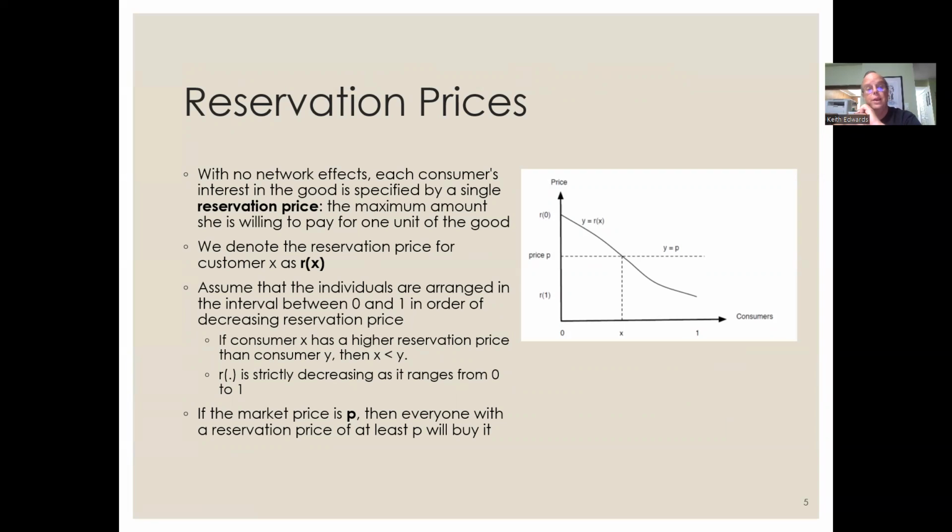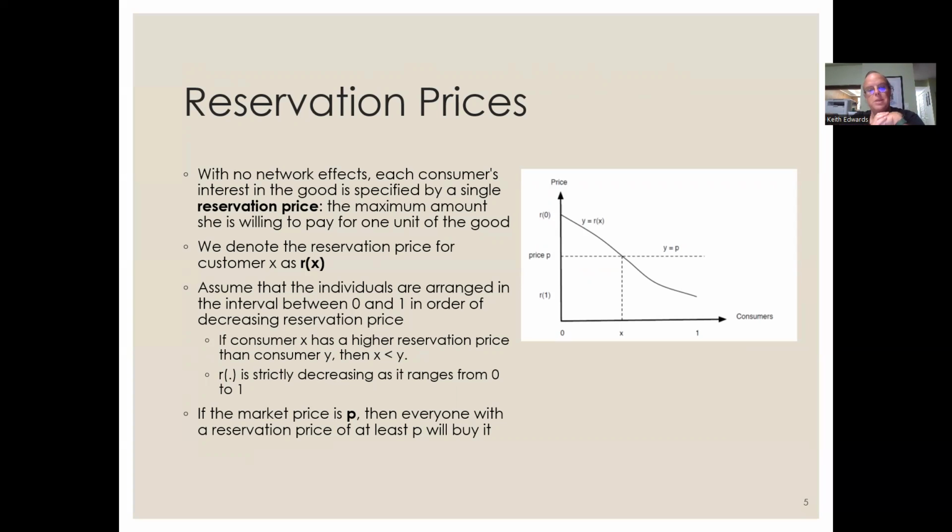We denote this by R(x) and assume that the individuals are arranged in the interval between 0 and 1 in order of decreasing reservation prices. So the reservation price for the individual closest to 0 is going to be the highest. If consumer X has a higher reservation price than Y, then X is going to be less than Y. So R is strictly decreasing as are the reservation prices. As you get closer to 1, it gets closer to 0.